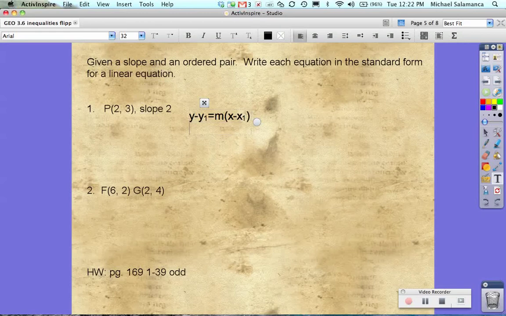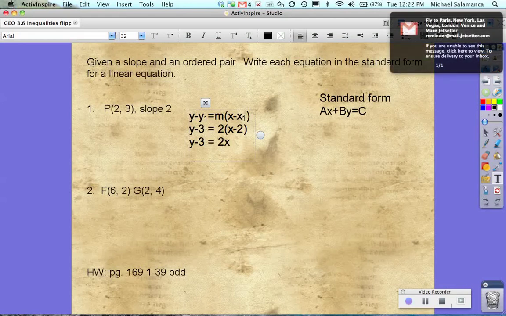And because they gave us the y value for the point, that's going to be y minus 3 equal to the slope 2 times x minus 2. They asked us for standard form, so keep in mind standard form looks like ax plus by equals c. So we're going to distribute that 2, so y minus 3 equals 2x minus 4.